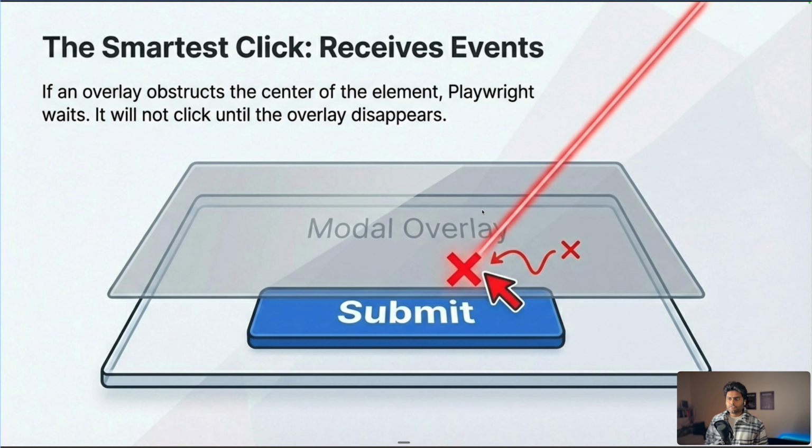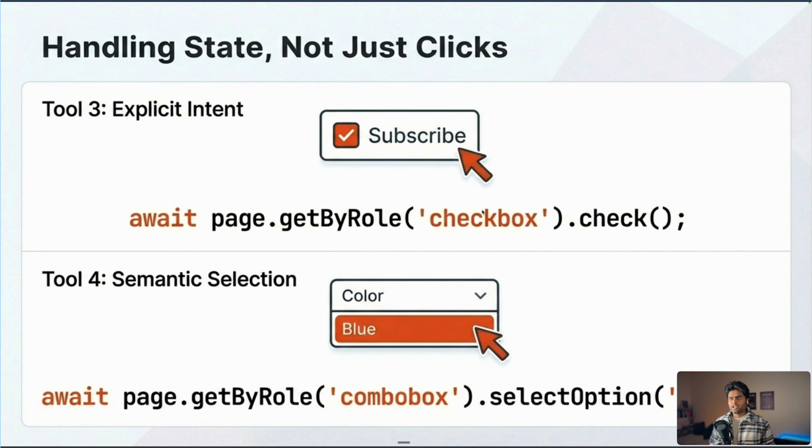So if an overlay obstructs the center of an element, Playwright waits for it. It will not click until the overlay disappears. So there is a standard wait that Playwright applies. It won't click and give you a failure, and you don't need to add a pause on your own. So that's about click.